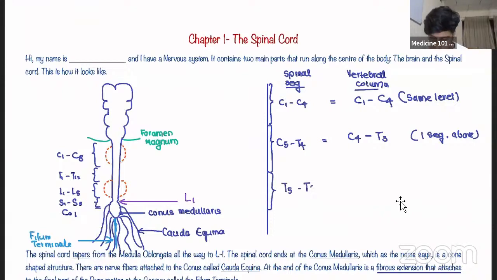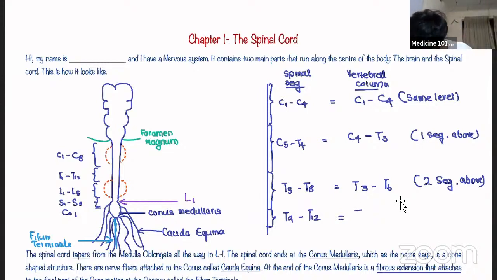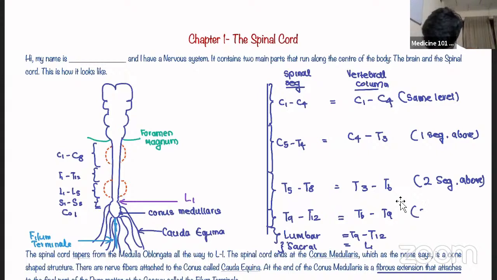Then we have T5 to T8. It's going to start at T3 and go up to T6. That's basically two segments above. Okay. And then T9 to T12, which goes from T6 to T9. Three segments. Okay. The lumbar region goes to T12. And the sacral region goes to L1. T9 to T12. This is three segments.